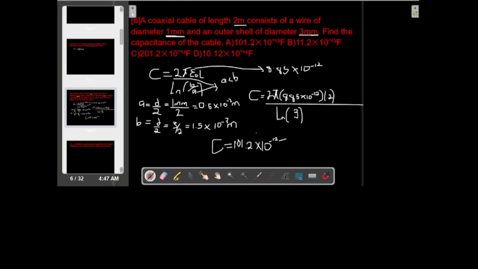So of course, what's the unit again? Farad. And that's our correct answer: 101.2 times 10 to the minus 12. That's option A. All right, so we can proceed with the question, which is question 7 now.